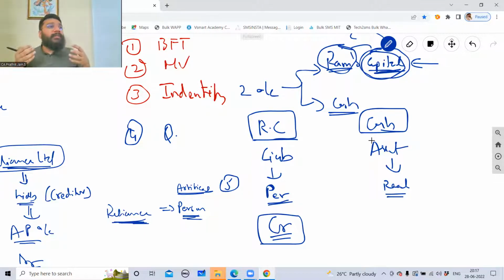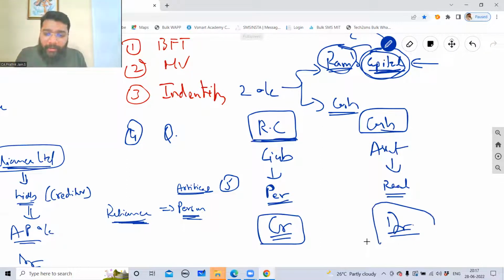So debit what comes in? Welcome. Debit what comes in? So cash will be debited. Real account, Ram's capital account will be credited. So one debit, another credit.